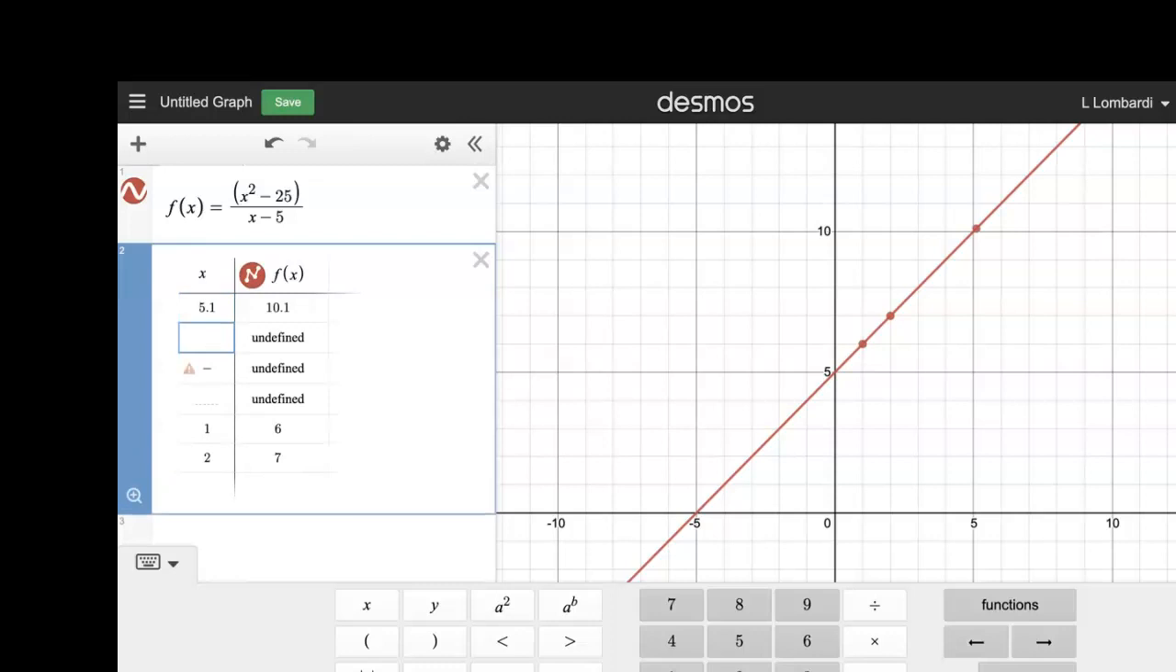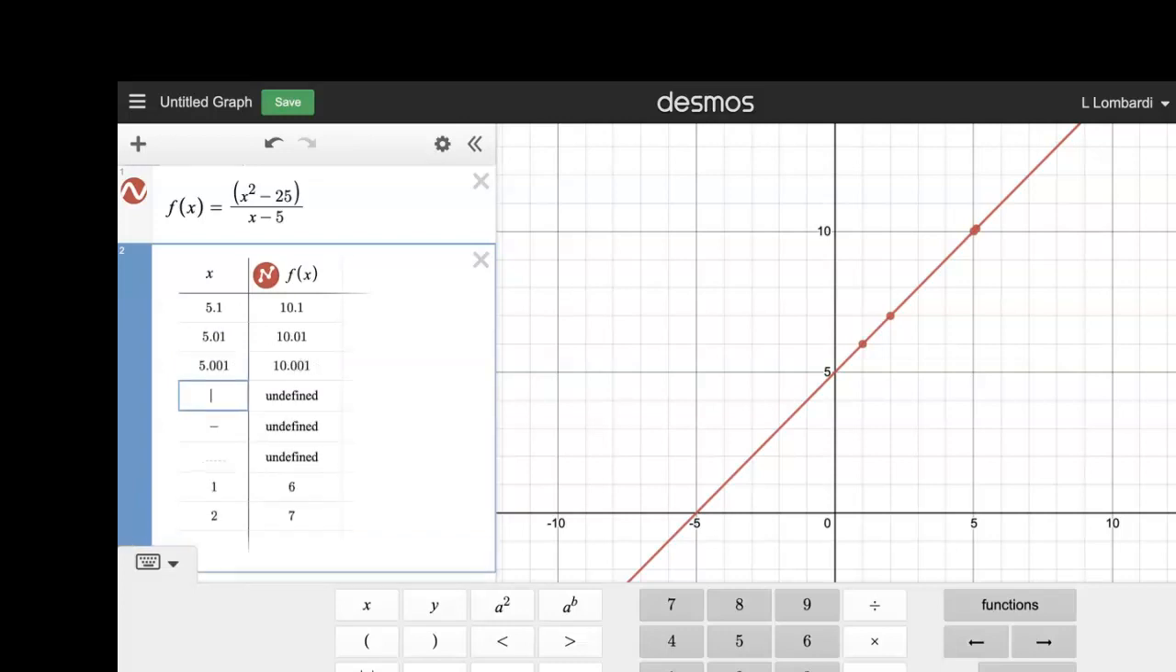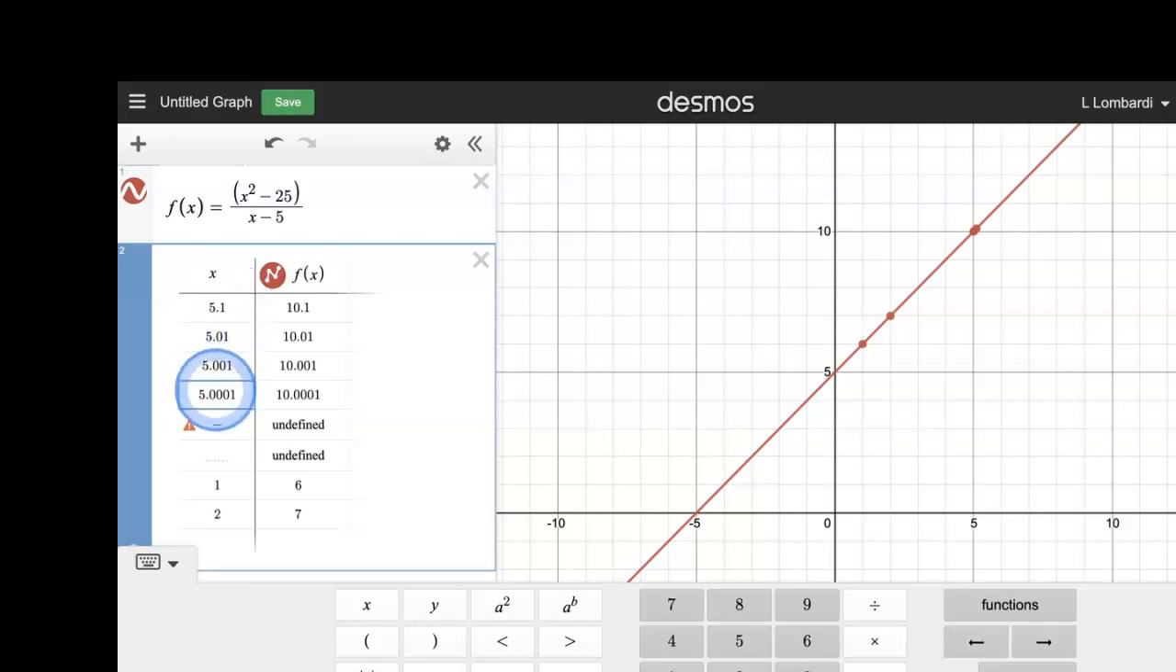and then 5.01, and then 5.001. So I'm just entering the x values as I get closer and closer. And then I happen to just say 5.1230 zeros and 1. And then we can put a 5 here just to kind of show that that's where we're headed. I didn't mean to put a negative. Let me take that away. Okay, notice it's undefined as we knew it would be.